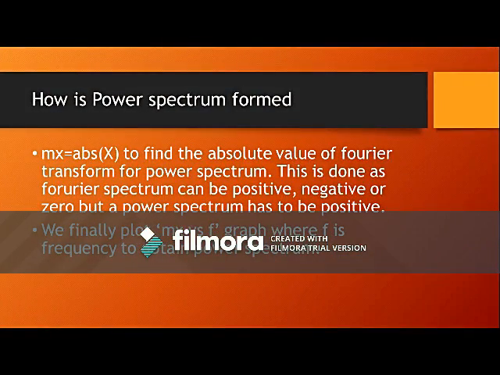How is the power spectrum formed? Mx is equal to the absolute value of X. We find the absolute value of the Fourier transform for the power spectrum because the Fourier spectrum can be positive, negative, or 0, but a power spectrum has to be positive. We finally plot Mx versus f, where f is the frequency, to obtain the power spectrum.